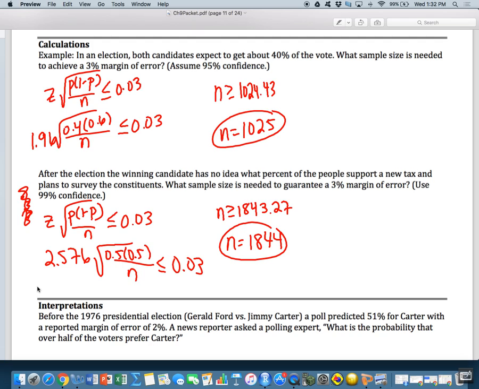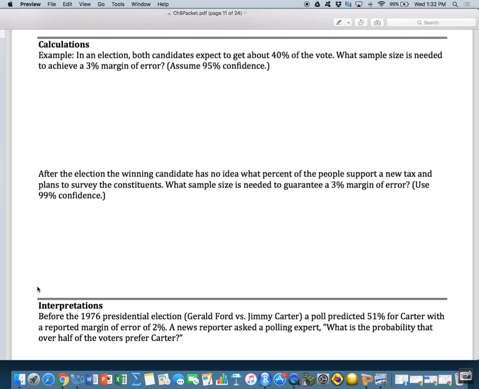Questions? No? Okay, we have two more things to talk about before you guys are going to do an example. Can I erase this? Yes? Okay.